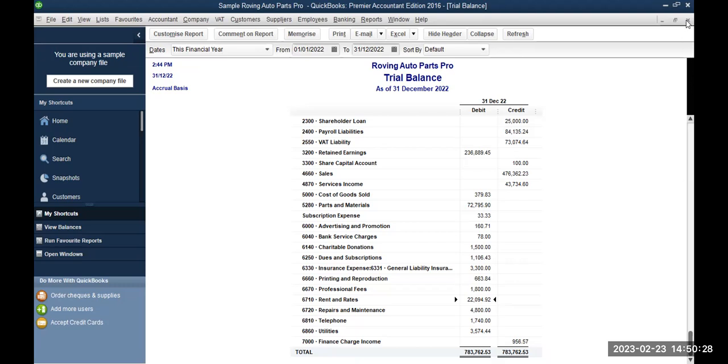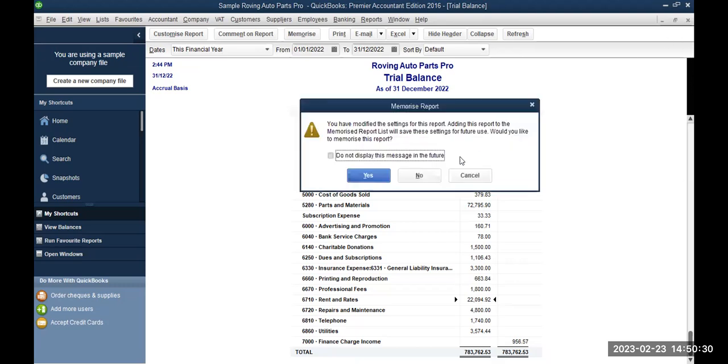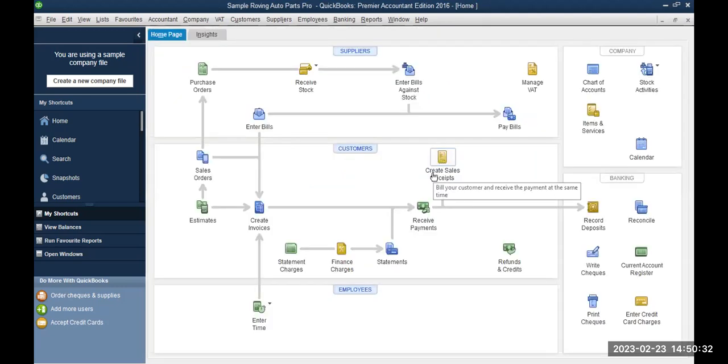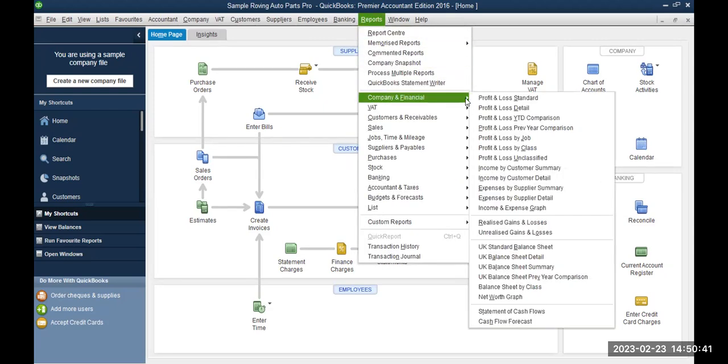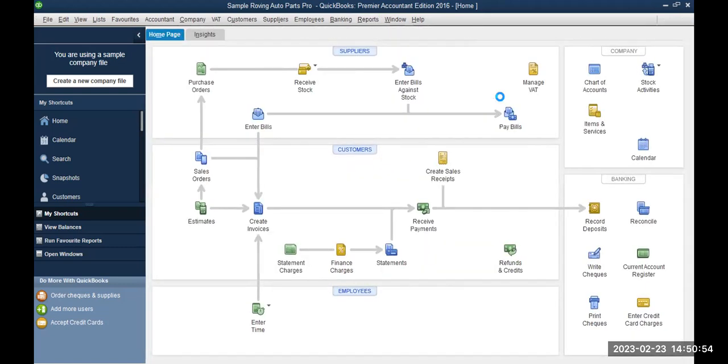Once you're happy, of course, that the trial balance is making sense, then you can go and query the other reports. Okay, so you go, for example, and get your profit and loss report. So under reports, company and financial, you go to profit and loss. So the profit and loss has different variations. You can get profit and loss standard. You can get profit and loss detail, the details of that. You can actually compare a previous period. Let me actually just go one by one for some of them.